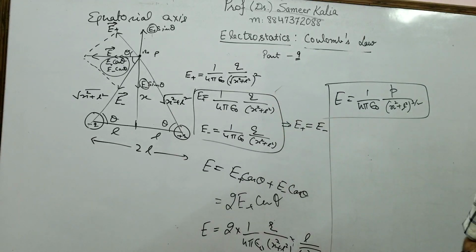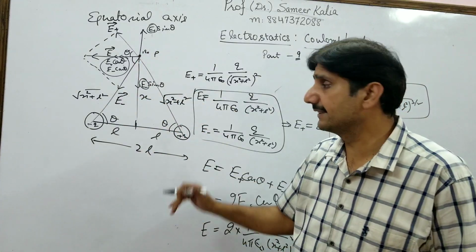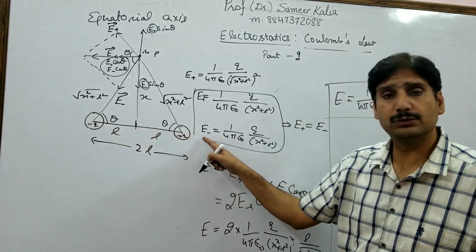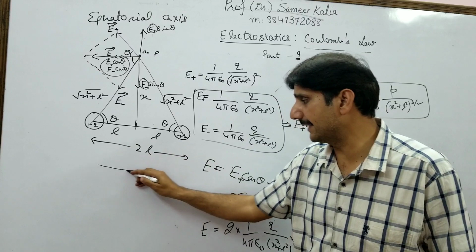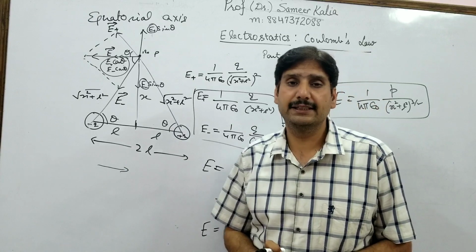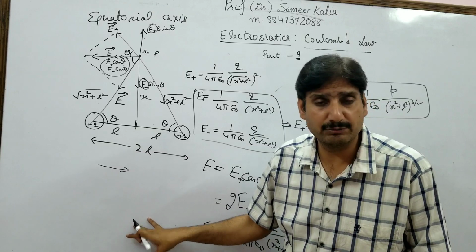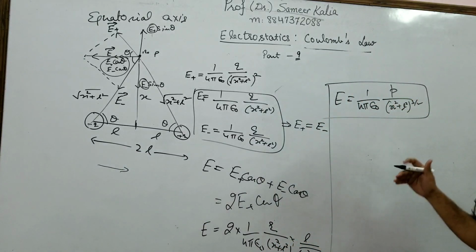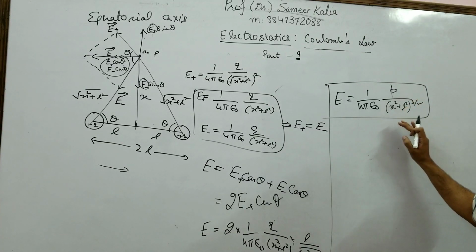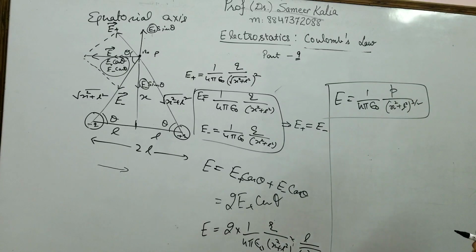Look at the diagram. The electric field at point P, which is lying on the equatorial axis, is opposite to dipole moment. The dipole moment is from minus charge towards plus charge. That means dipole moment is acting in this direction, whereas the electric field is at an angle of 180 degrees, or simply you can say opposite to the direction of dipole moment. So magnitude is 1 over 4 pi epsilon naught P by x square plus L square raised to the power 3 by 2, and direction is opposite to the dipole moment.